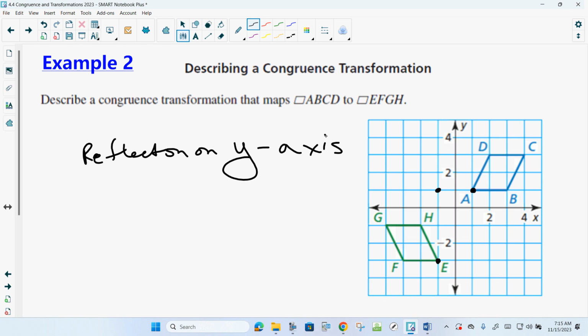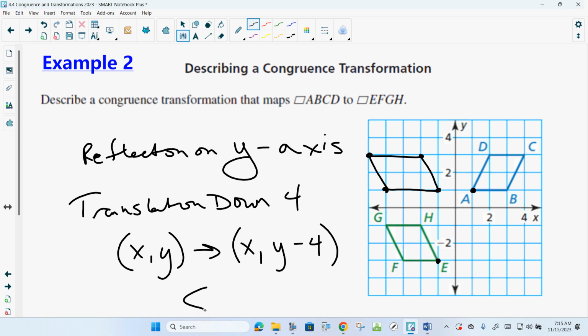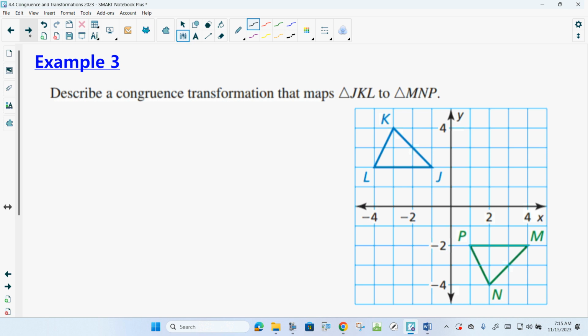So there's B. Here's C, and here's D. So that would be my first. And then when I just move it down, I would do a translation down 4. Now, if you wanted to describe it this way as a rule, you would say x, y minus 4. If you want to describe it as component form, you'd have 0, negative 4. So again, describing your congruence, or describing what's happening when I get from the beginning, the pre-image, to the image.